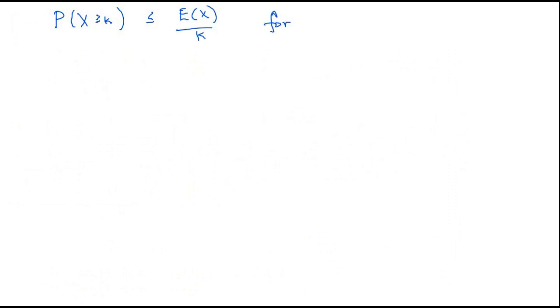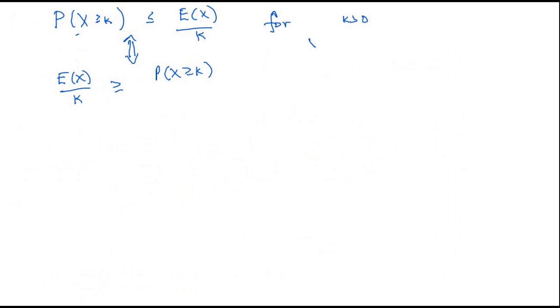Now I want to prove that inequality. I'm going to start with the right-hand side and then show that this inequality is true. One way to prove it is to show that the expected value of X divided by k is greater than or equal to the probability that X is greater than or equal to k.